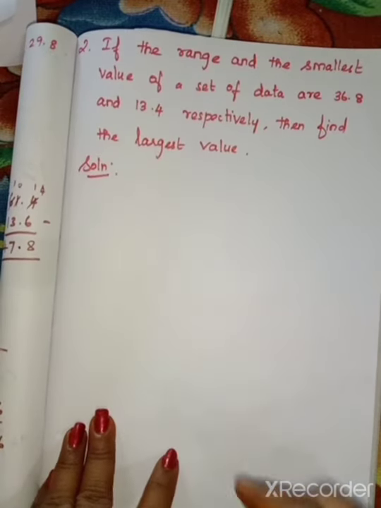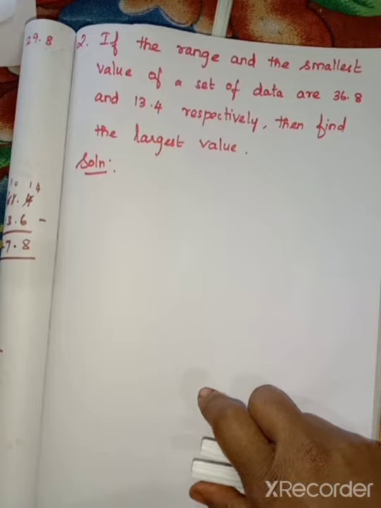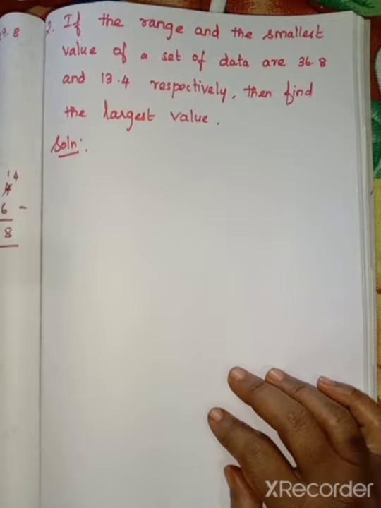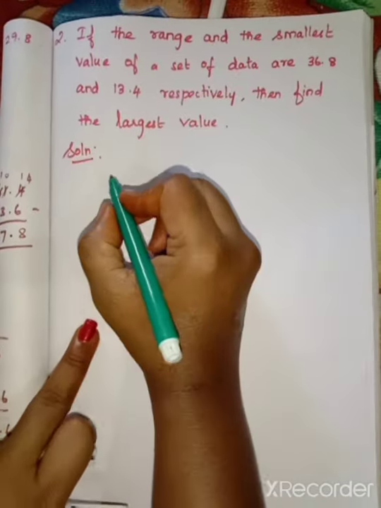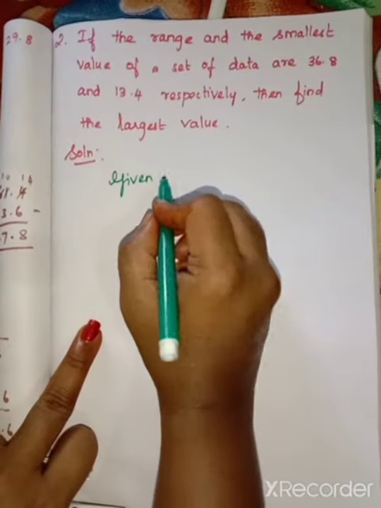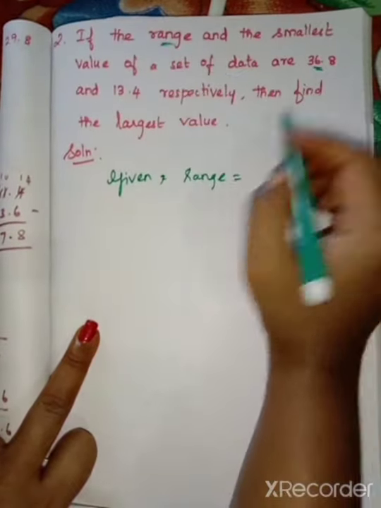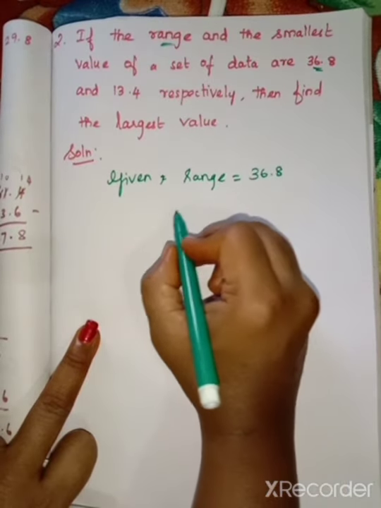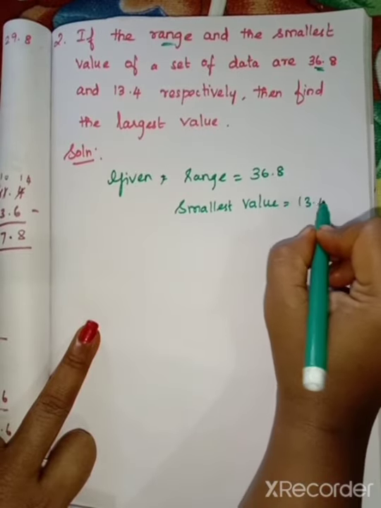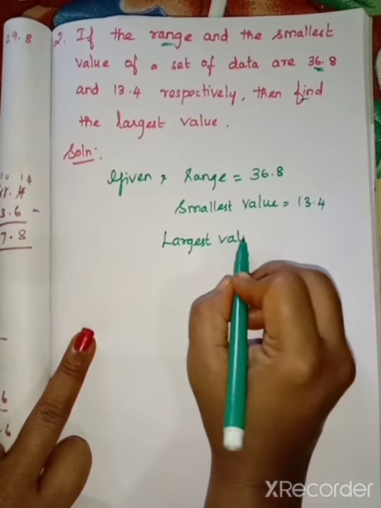Second question. If the range and the smallest value of a set of data are 36.8 and 13.4 respectively, then find the largest value. So here, the range is given, and the smallest value is also given. Range equals 36.8, and the smallest value is 13.4. We want to find the largest value.